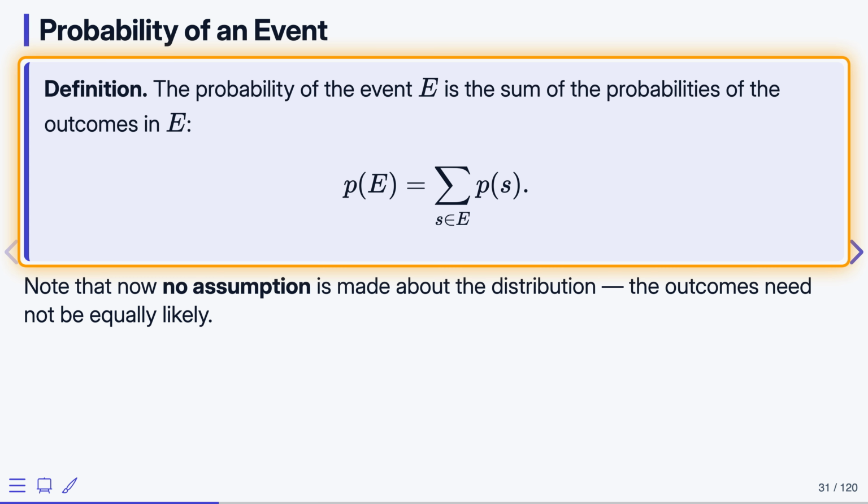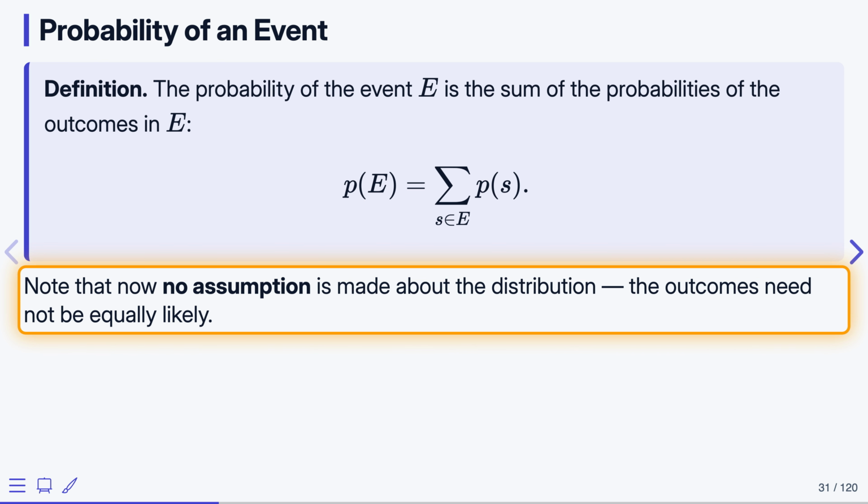How do we find the probability of an event E in the general case? We simply add the probabilities of all the outcomes inside E, that is all. See the difference from before. We no longer assume the outcomes are equally likely. Each outcome can have its own probability, and we just add the ones we care about.